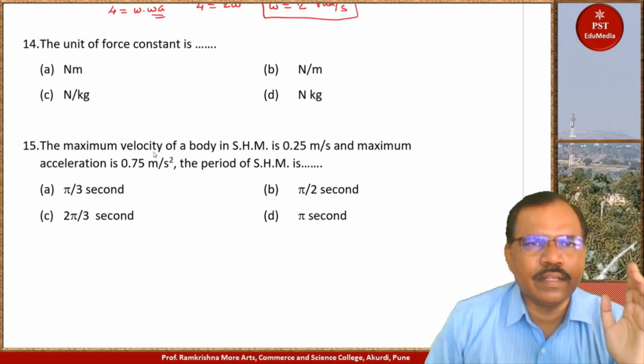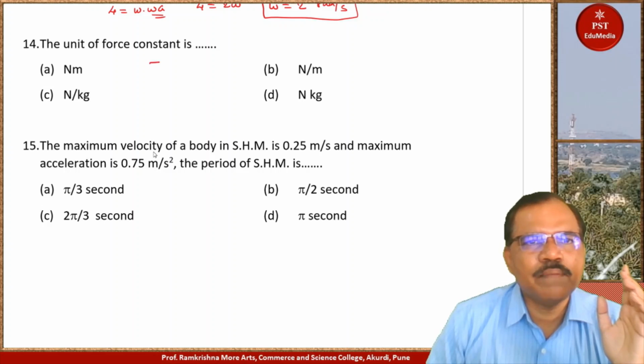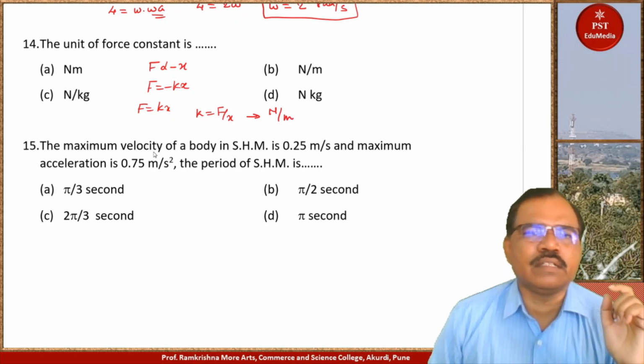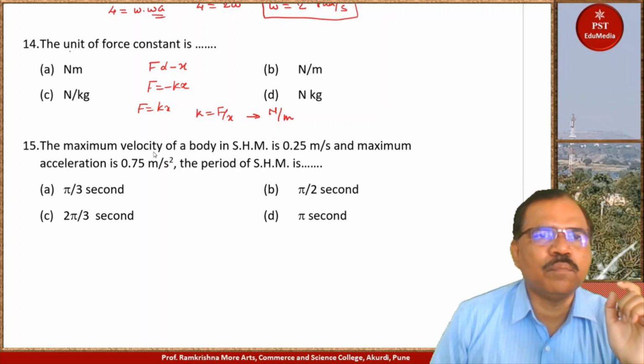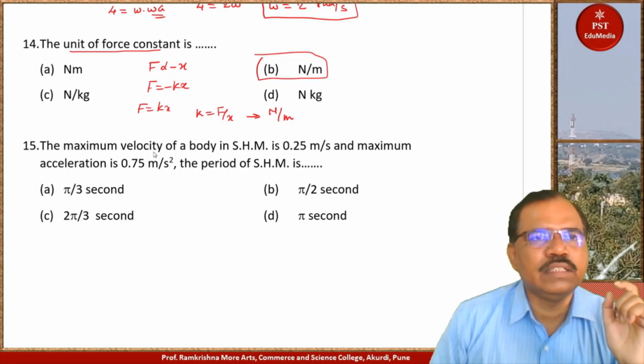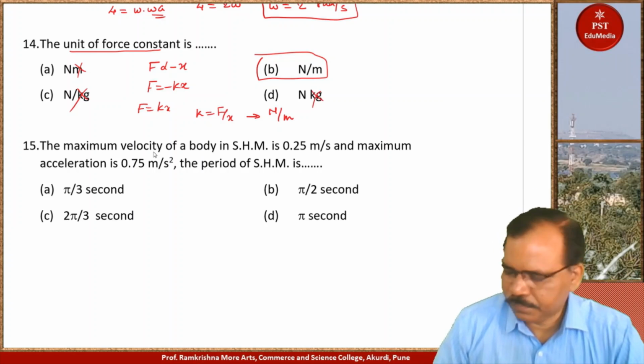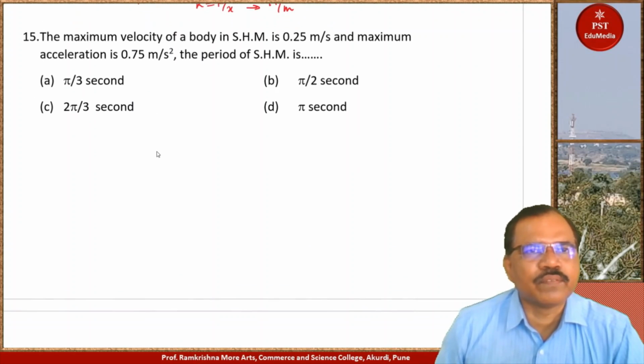Now, the unit of force constant is? We know in simple harmonic motion, F is proportional to x and opposite in direction. So F is equal to minus kx. If we take magnitude, F is equal to kx, so k is equal to F by x. Now F is in Newton and x is in meter, so it is Newton per meter, the unit of force constant. So the second option is correct. Newton meter, no. Newton per kg, no. Newton kg, no. Now we will go to the next one.